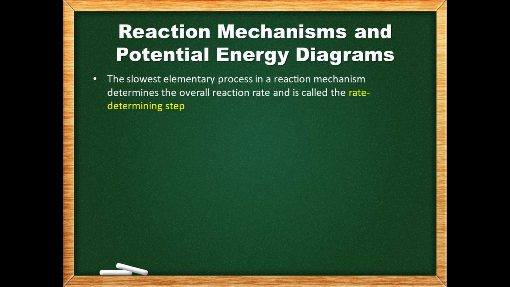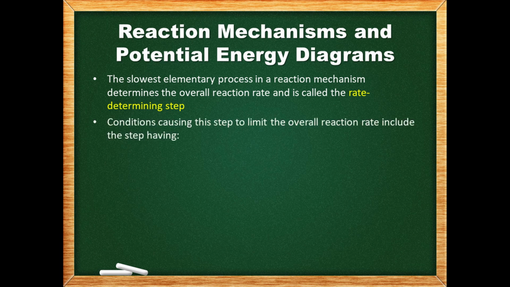An overall reaction cannot exceed the rate of the slowest elementary process. The slowest elementary process in a reaction mechanism determines the overall reaction rate and is known as the rate-determining step. Reasons that can cause a step to limit the overall reaction rate include the step having complex collision geometry, a high activation energy, low concentrations of reactants, or a termolecular collision.